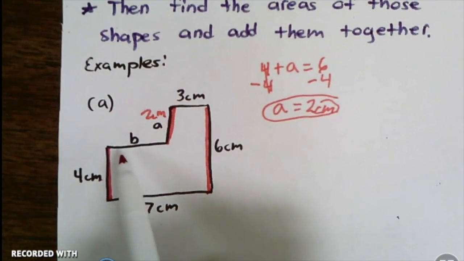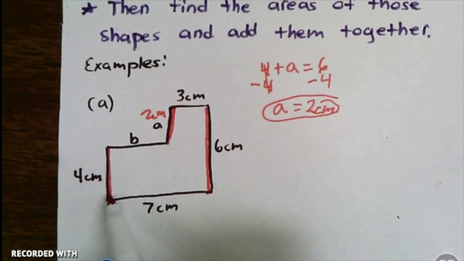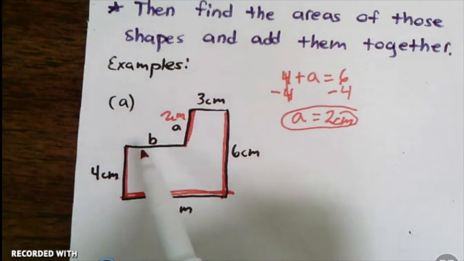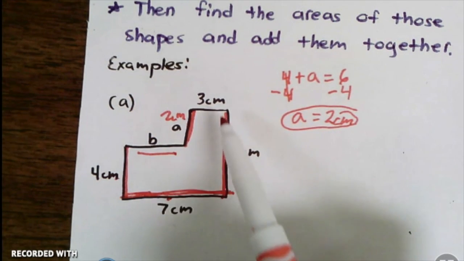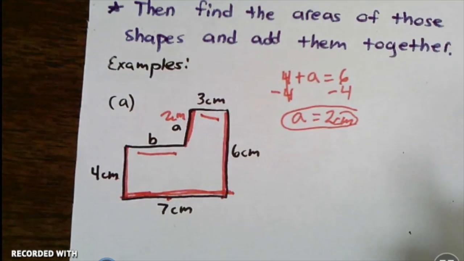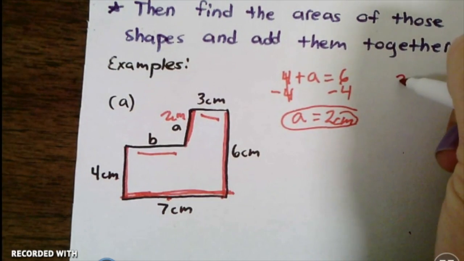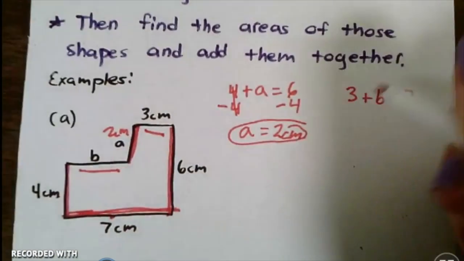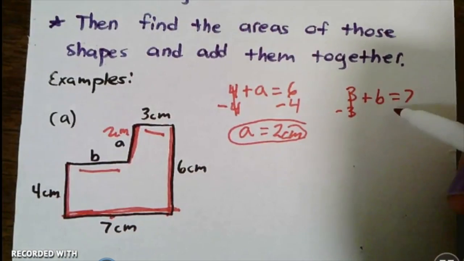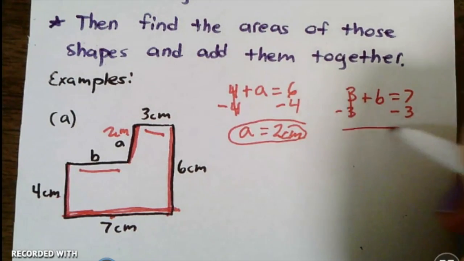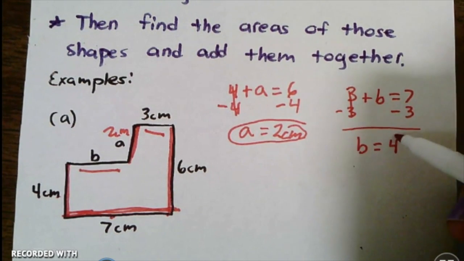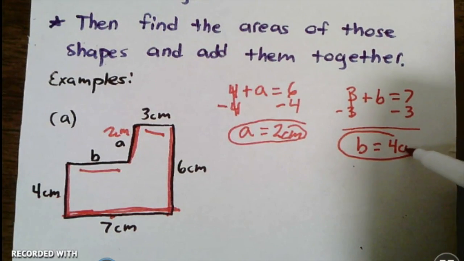All right, and now to find b, I'm going to take the width. So I've got 7 as my big width, and I know that that's going to equal b plus 3. So if I do 3 plus b equals 7, I'll solve it the same way I just did the last one. I'm going to undo the addition with subtraction, and I get b equals 4 centimeters.